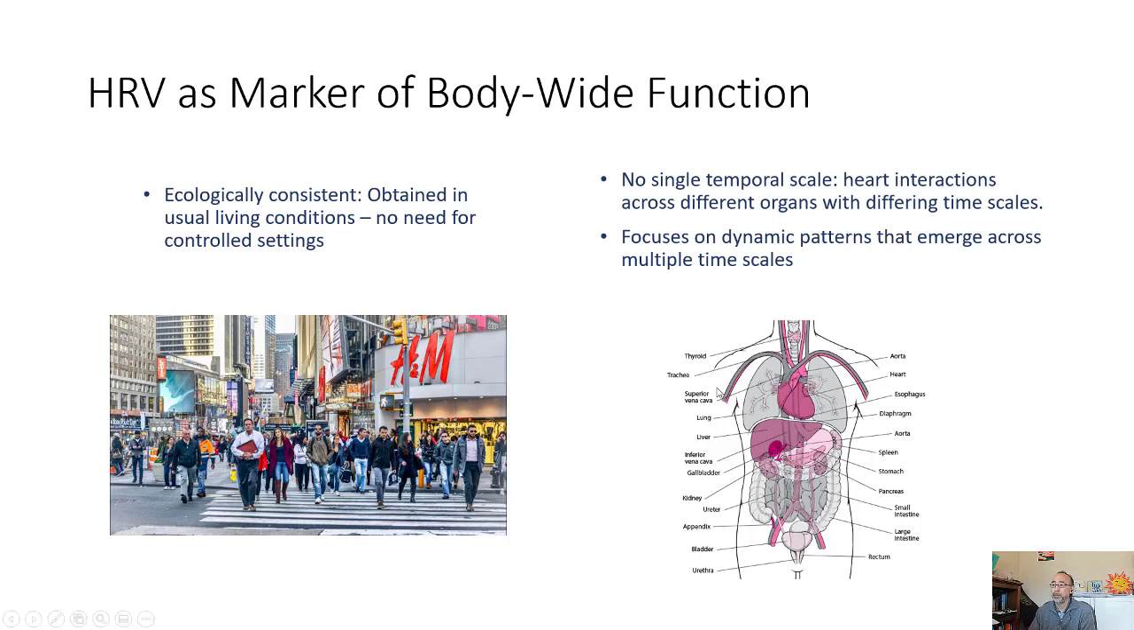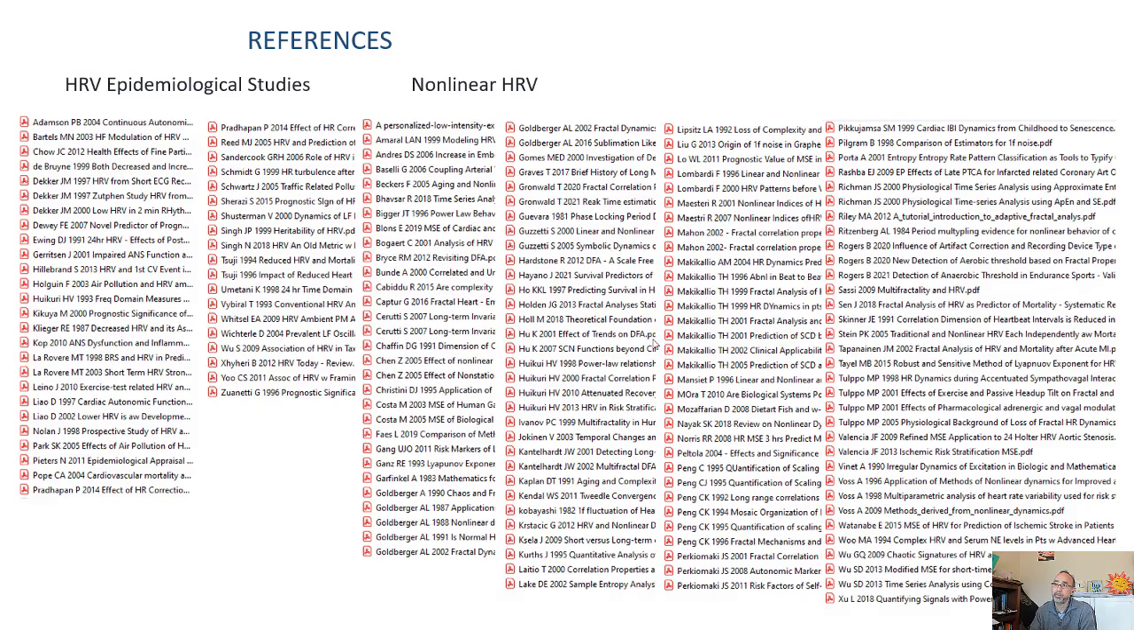particularly with the fractal measures. And the heart rate variability measures certainly focus on dynamic patterns that emerge across multiple time scales. So, in comparison to the 1980s and 1990s, where the focus was primarily on the autonomic nervous system, heart rate variability started to focus now on the human body overall and its function in usual day-to-day living.